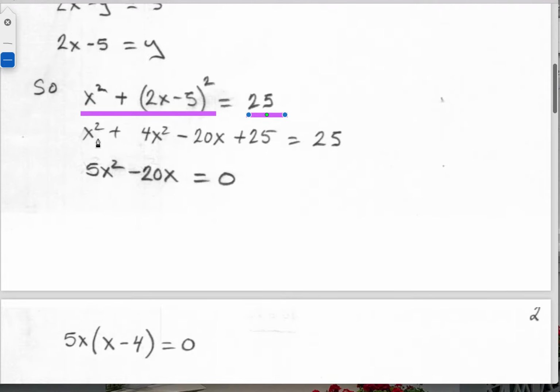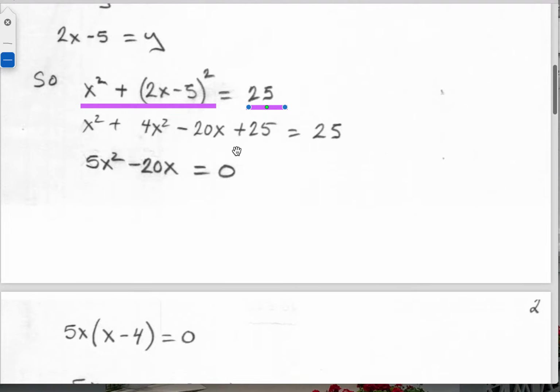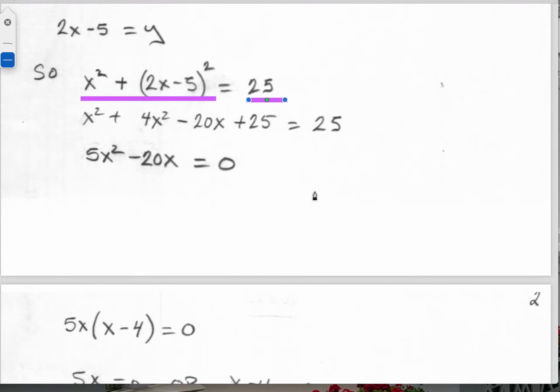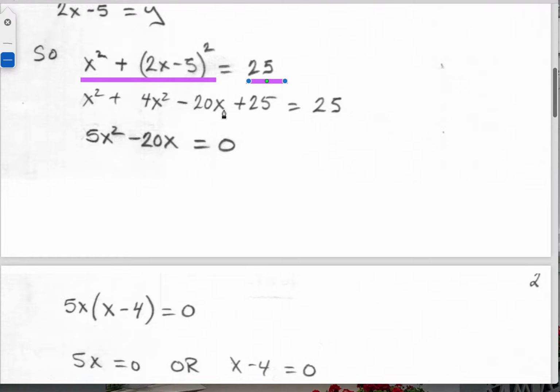So I have x squared, and then I FOILed this out. And when I FOIL this out, don't forget I have a middle term, so it's 4x squared minus 20x plus 25. When I FOIL this, I have first and outsides and insides and last. Or I can remember that I can square the first, square the second, and double the multiplication of the two in the middle. That's something we should remember from Algebra 1. But just don't forget you have this middle term.